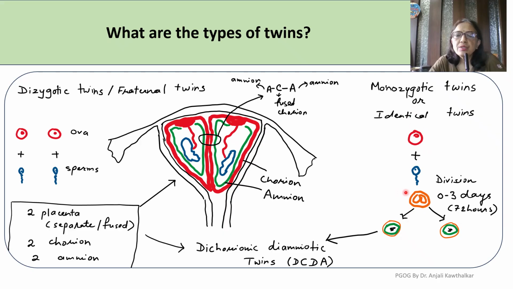If the division occurs in the first 72 hours, then it leads to the dichorionic diamniotic type of twinning, which is also called DCDA, dichorionic diamniotic. This happens whenever the division takes place in less than 4 days, or from 0 to 3 days, or within 72 hours of fertilization.